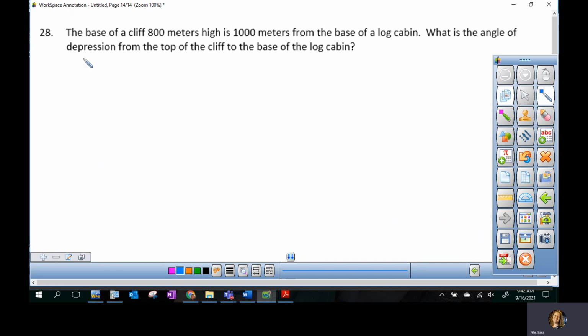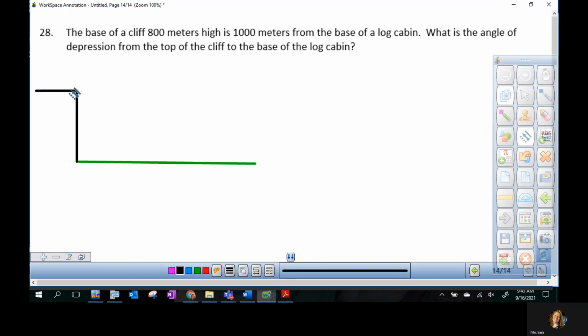All right, so the base of a cliff 800 meters high is 1,000 meters from the base of a log cabin. What is the angle of depression from the top of the cliff to the base of the log cabin? Okay, so I'm going to sketch this out. We've got the ground. Over here is a cliff. This is the top of the cliff here. And over here is my crooked log cabin. So far, so good.